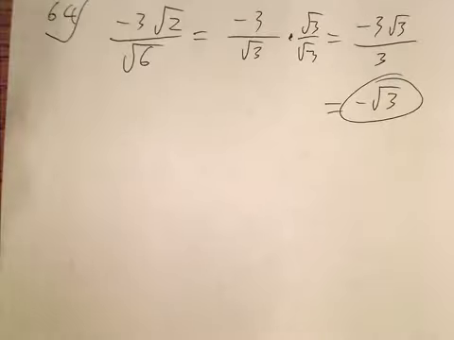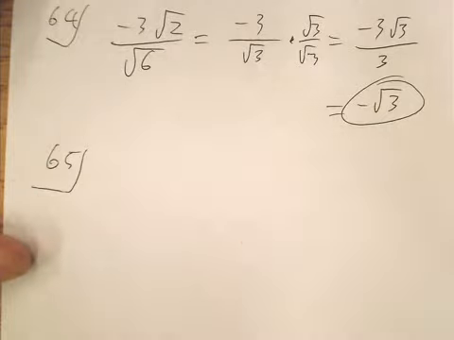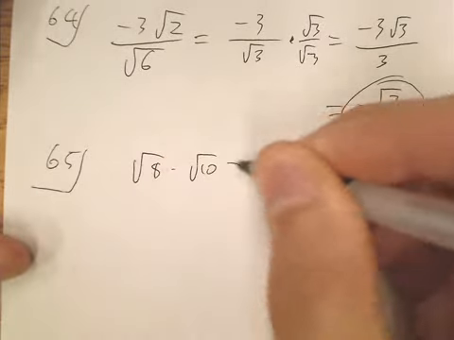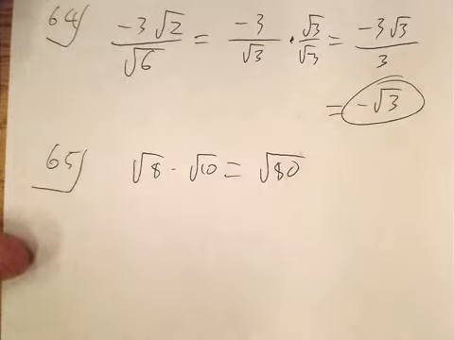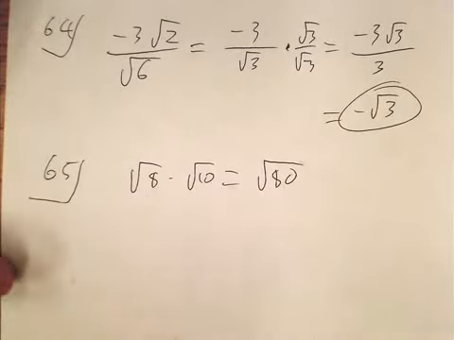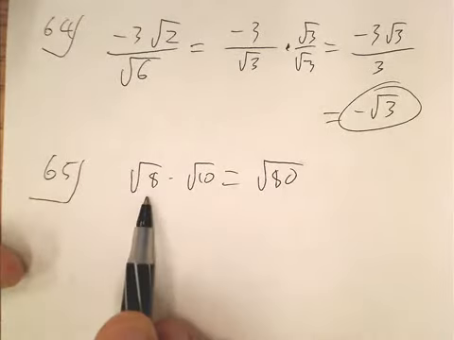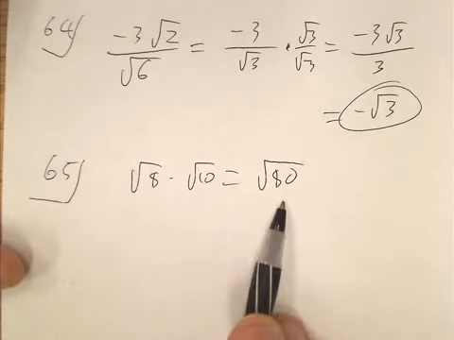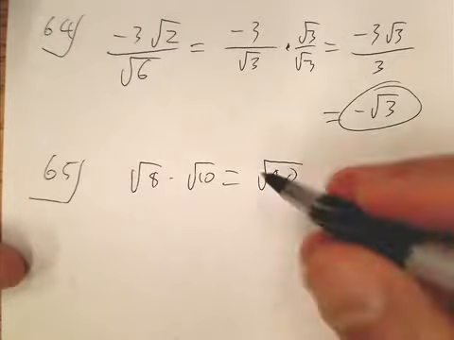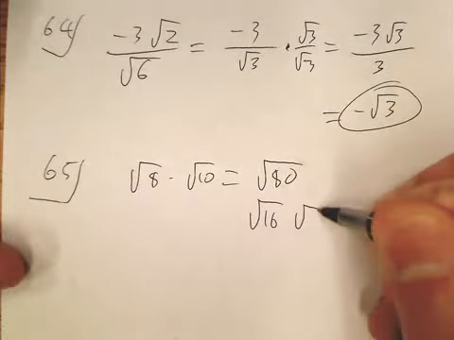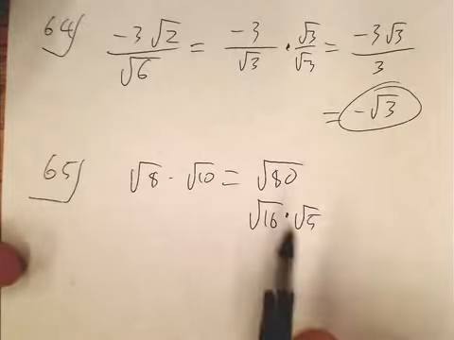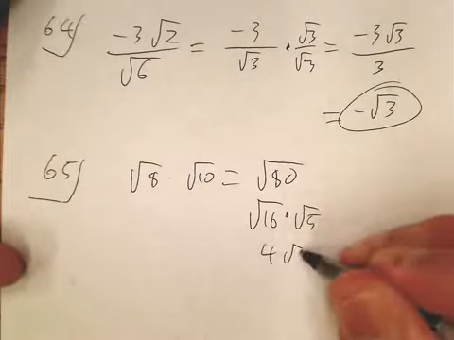Okay, 65. Root 8 times root 10 is root 80. And I like to go ahead and multiply them together. You could work on the 8 here, 4 goes into it. But if you multiply it out, you can do all that looking for squares in one step. 16 is the biggest perfect square that goes into 80. And I'm going to show you something there in a minute. So I can say 4 times root 5.